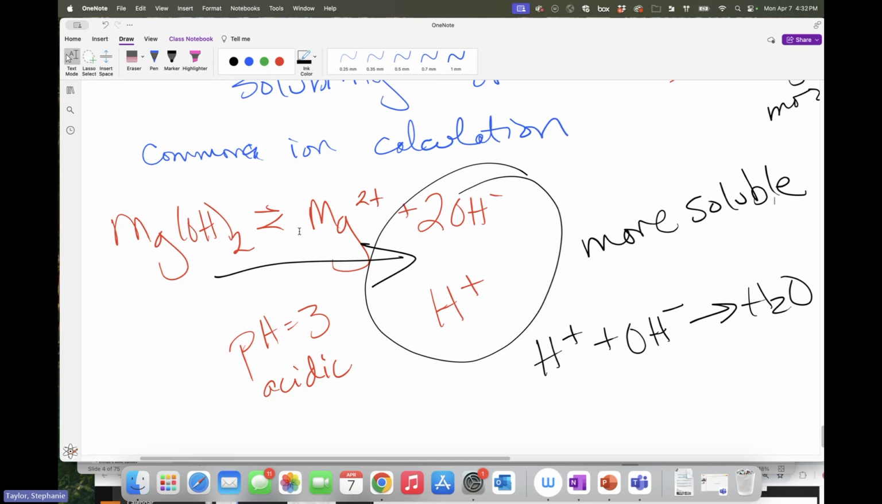So I would actually like the actual KSP for magnesium hydroxide. Darn it, I wish I'd made myself a little table. So I'm going to grab that real quick.